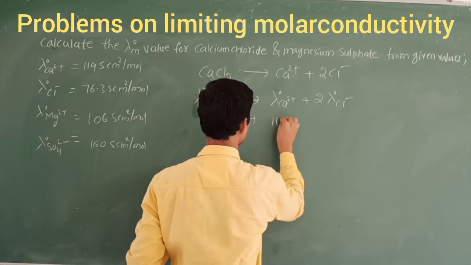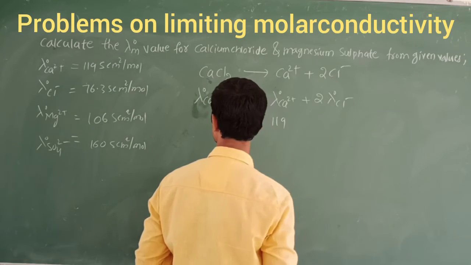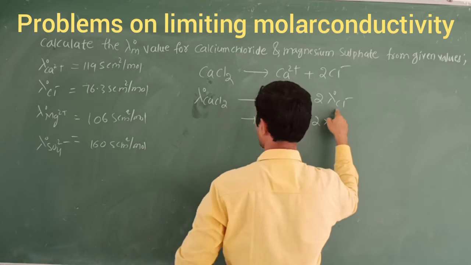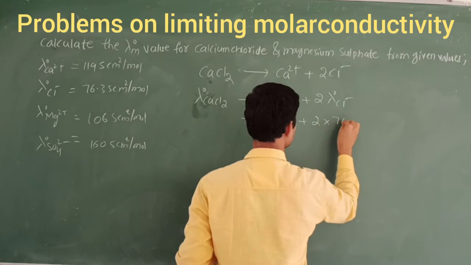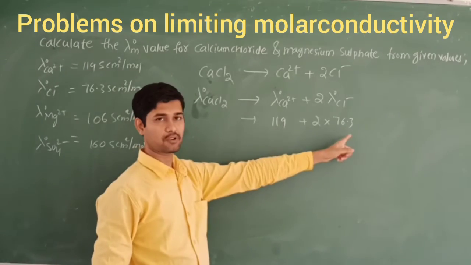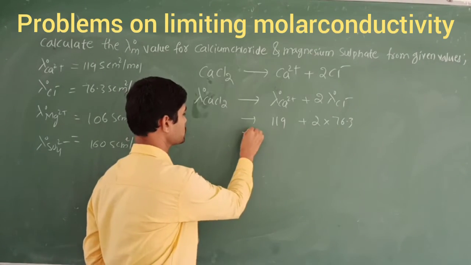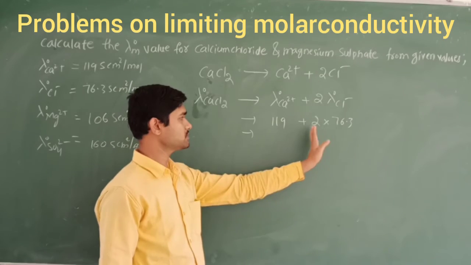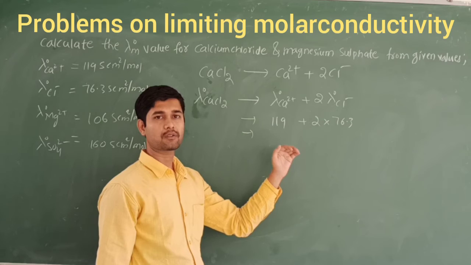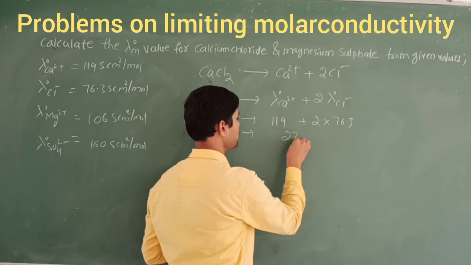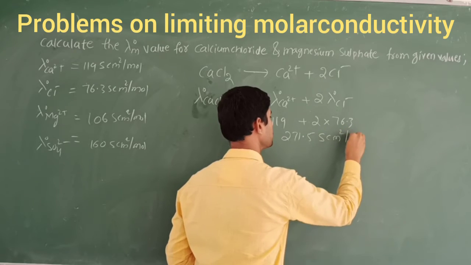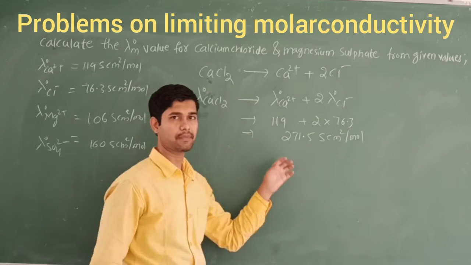Ca2+ has given 119 cm² per mole, plus 2 into the value of Cl⁻, that is 76.3 cm² per mole. So after this simple calculation, this is the multiplication, 2 into 76.3 plus 119, we are going to obtain the value 271.5 cm² per mole. So this is a simple calculation.